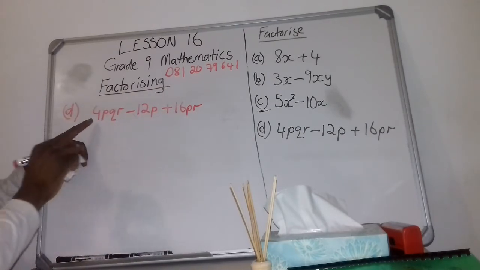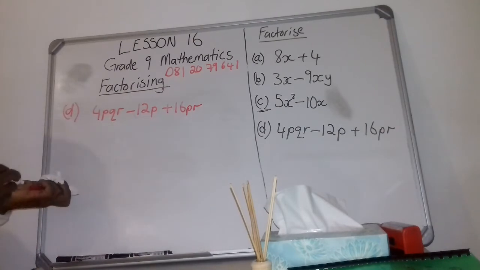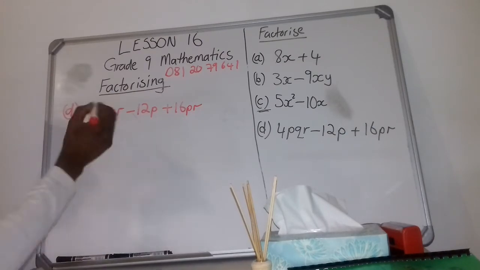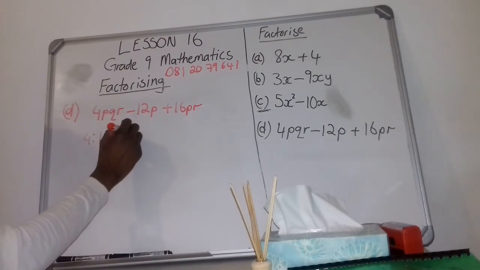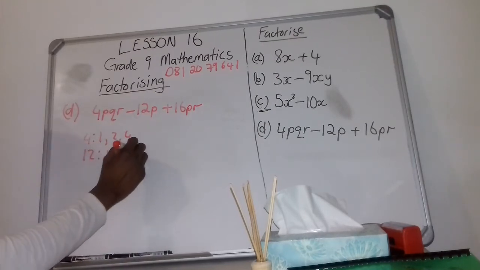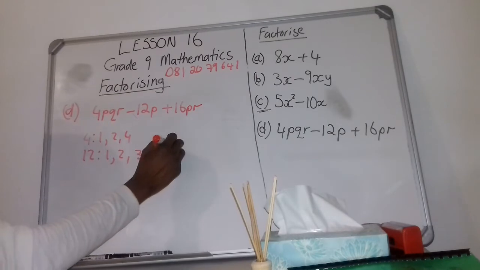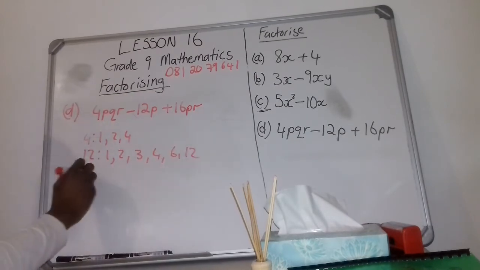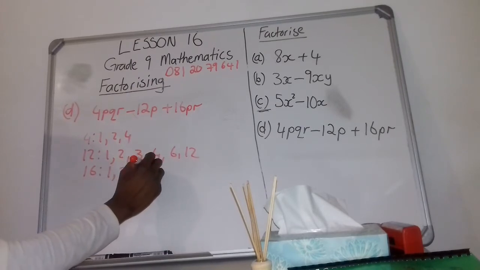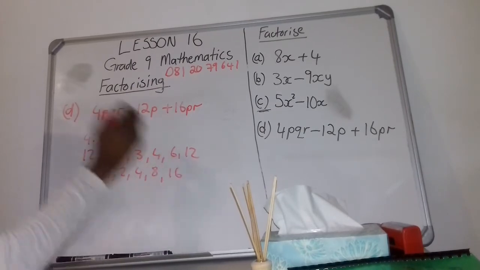So how do you find the highest common factor out of three numbers? You do the same old trick if you can't get the highest common factor mentally. All the factors of 4 are 1, 2, and 4. Factors of 12 are 1, 2, 3, 4, 6, and 12. All the factors of 16 are 1, 2, 4, 8, and 16 itself.